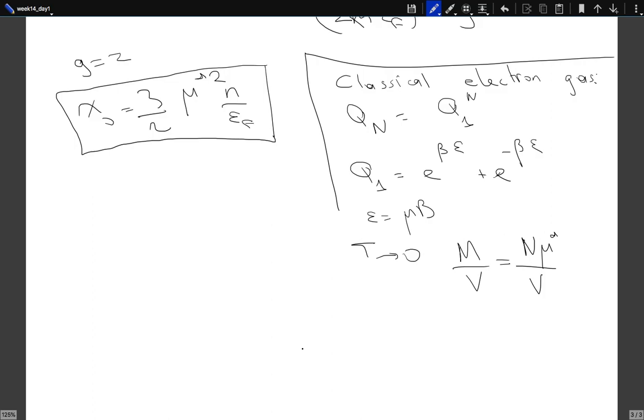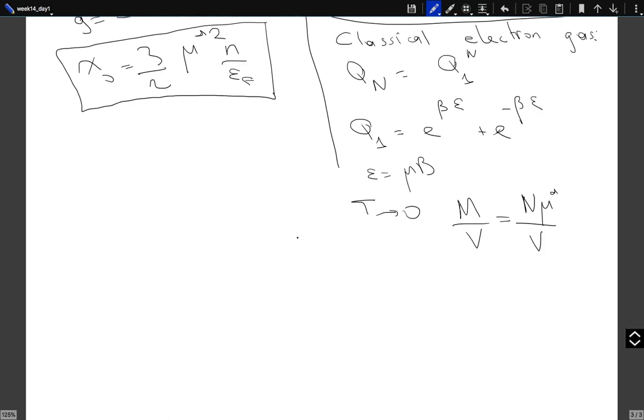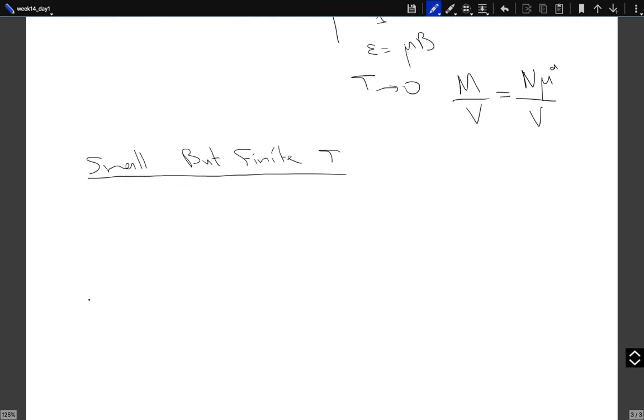Now let's look at what happens when we have a finite temperature, small but finite. And let's use the canonical ensemble. Now in the canonical ensemble, we first need to write the energy E_n.